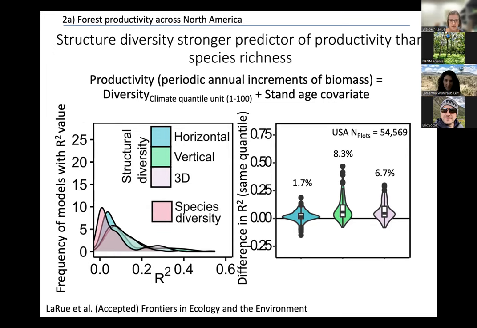And same setup with the regression models with diversity predictors of productivity, in this case, periodic annual increments of biomass. So between two time periods, how much biomass did the trees in the plot increase on an annual basis? And we see a similar pattern where, if you look at the histogram on the left, the adjusted R-squared histograms are skewed more to the right for the structural diversity versus the species diversity. And in the violin plots with the difference, we see that structural diversity predicted more variation in productivity than the species diversity metric. And that ranged from 1.7 up to 8.3% higher depending on the metric.